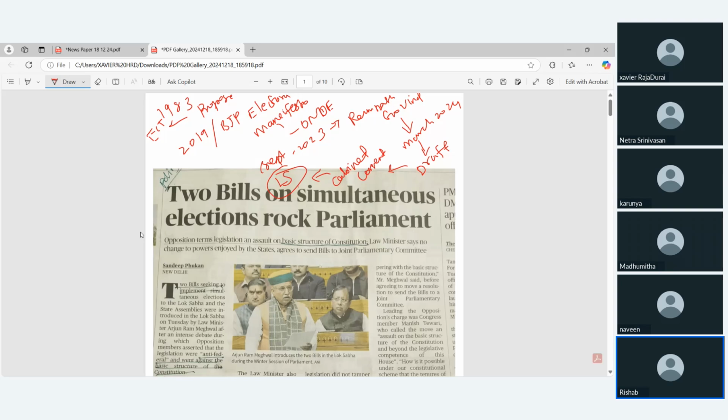Sir, the amount of time the government will rule, that will increase. That means a stable government for the 5 years, a completely stable government.